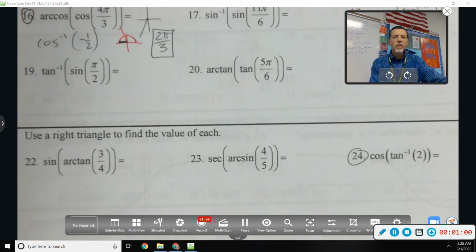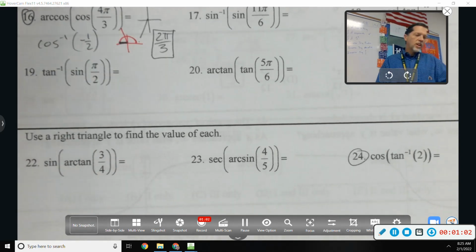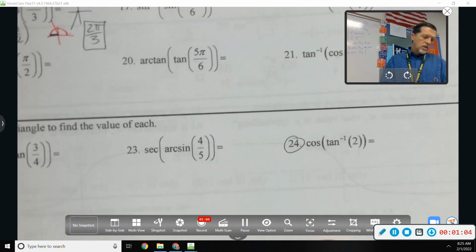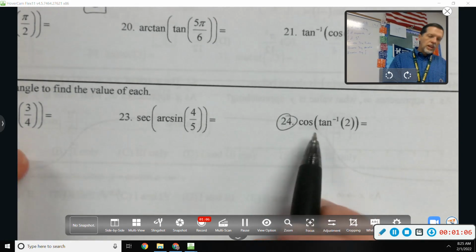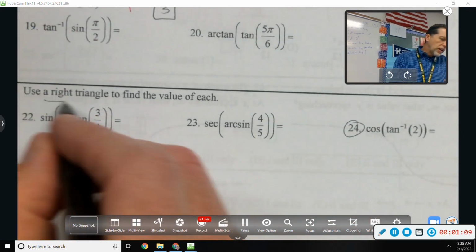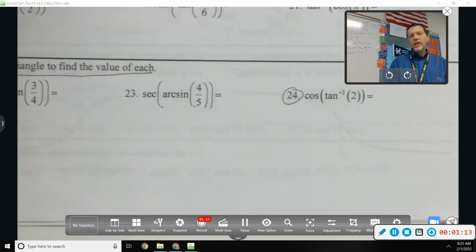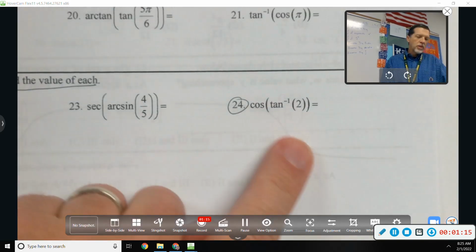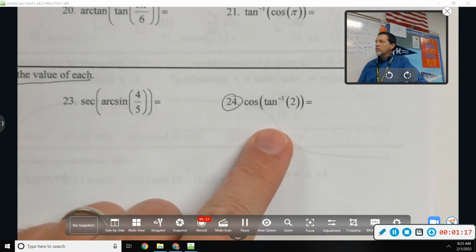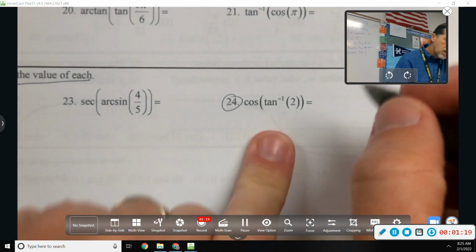Number 24. Cosine of the inverse tangent of 2. Okay, well, it gives me a little bit of a hint. Use a right triangle to find the value of each. That suggests that it's not really a unit circle value. It's not. There's no place on the unit circle whose tangent is 2.